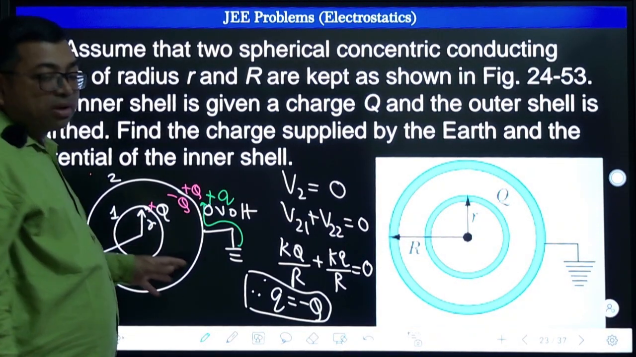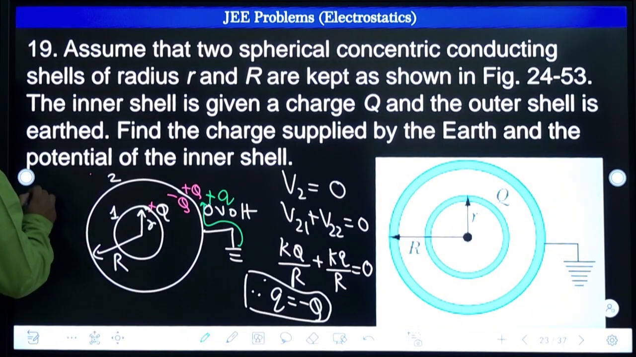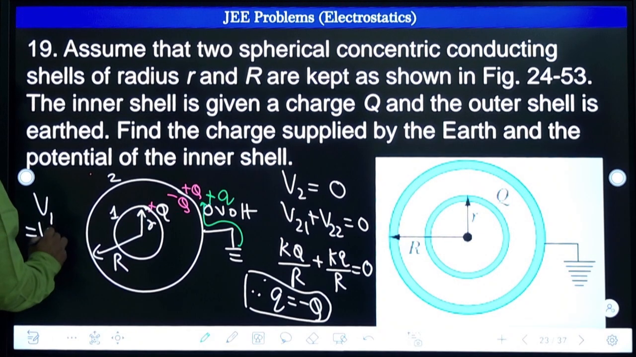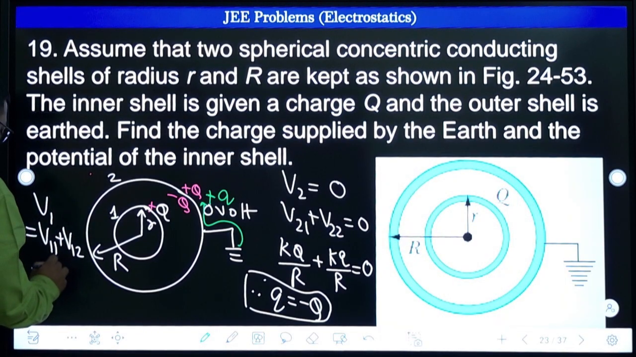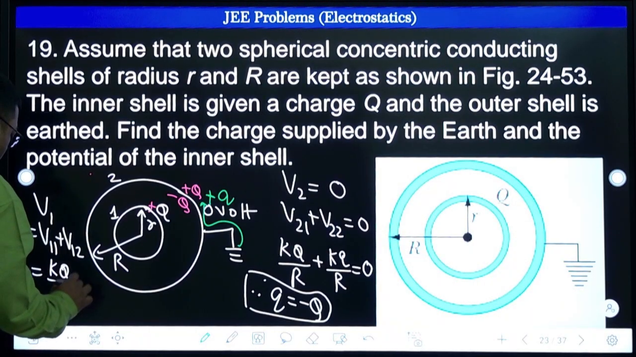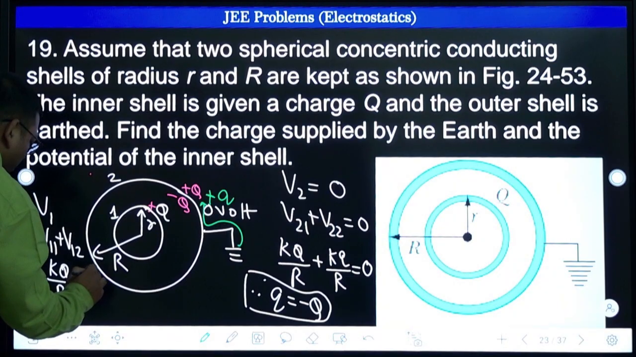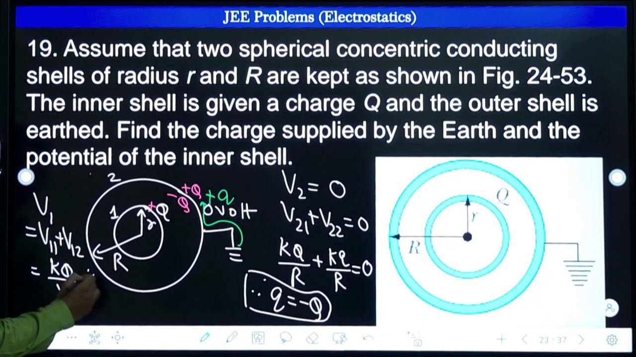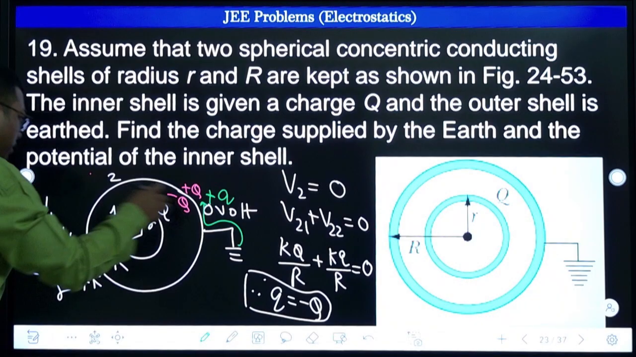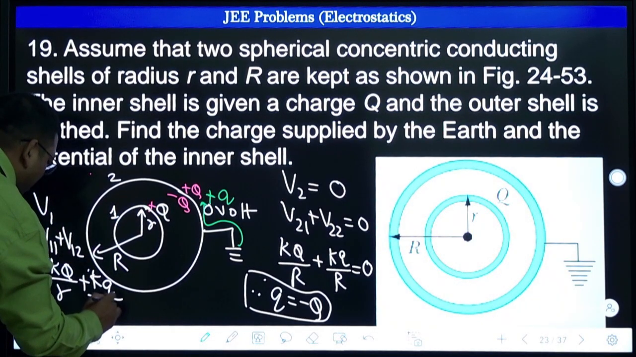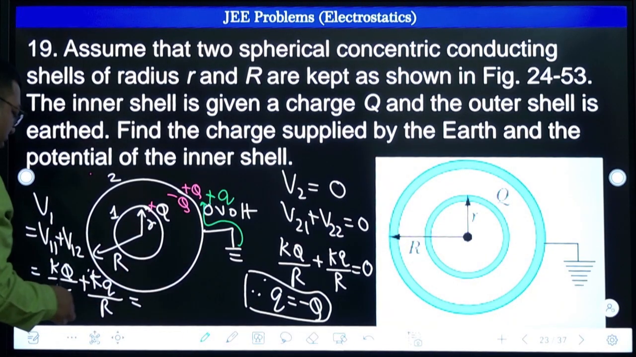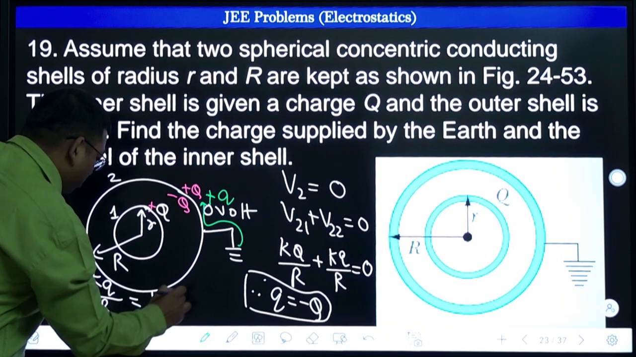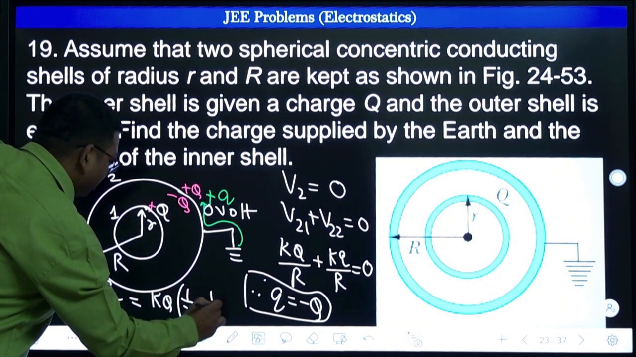Potential of inner shell. Now they are also asking the potential of the inner shell. So in the same way, calculate the potential of inner shell 1. That will be potential due to 1 itself plus potential due to 2. So potential due to 1 will be k capital Q by r, plus potential due to the outer surface will be, sorry, here it is small r, right? This is a small r. So k capital Q by small r plus k times the total charge, small q, by capital R, and this small q is minus Q. So you can take kQ common, it will become 1 by r minus 1 by capital R.